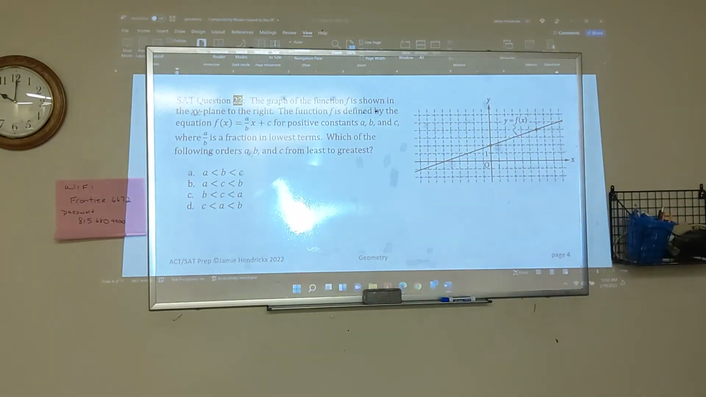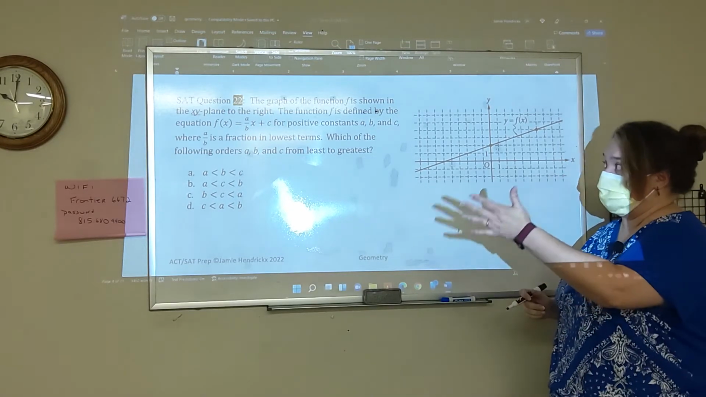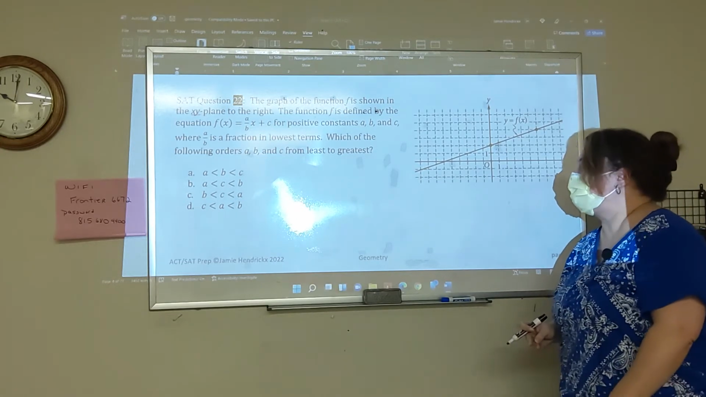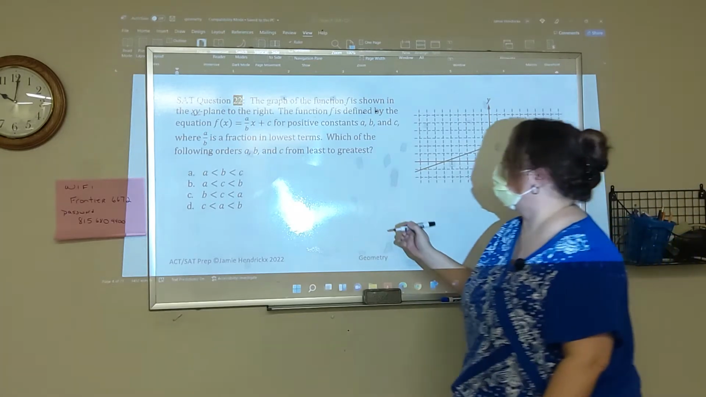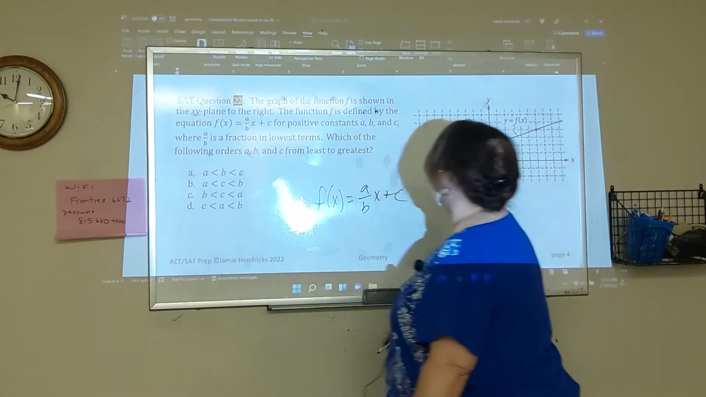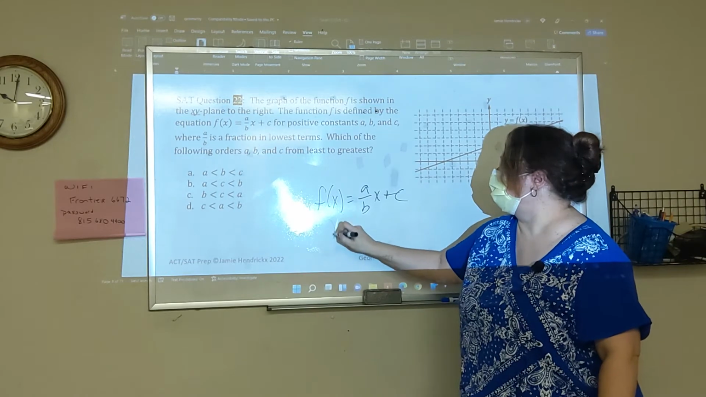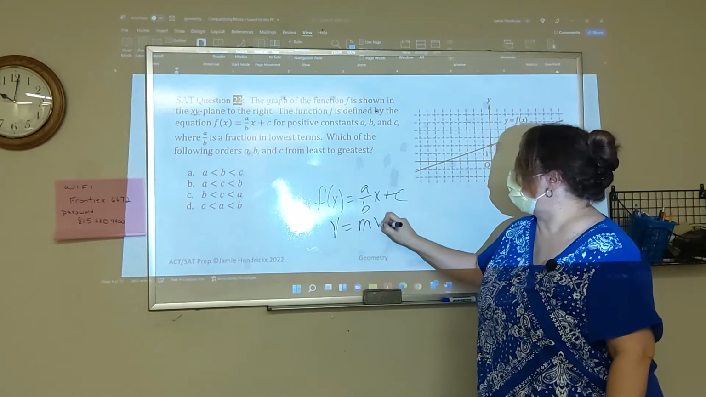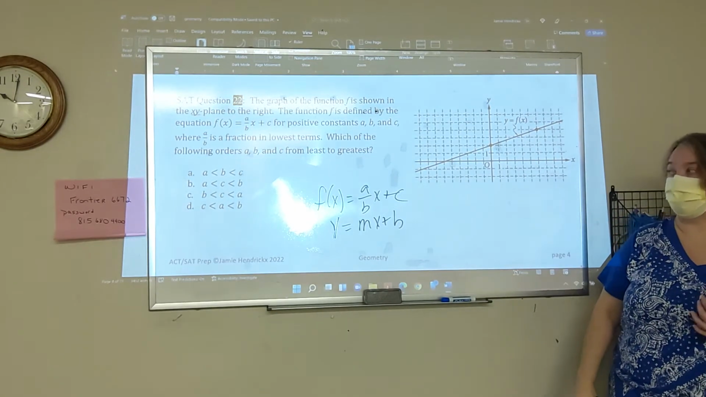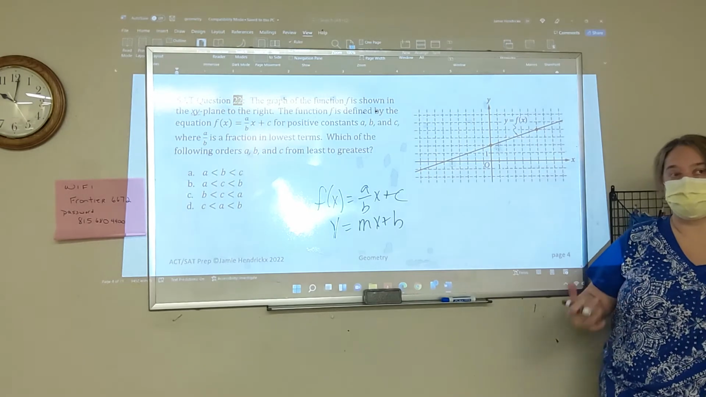Because this is an all sorts of special problem. Okay, the graph of the function f is shown in the xy plane to the right. The function f is defined by the equation for positive constants a, b, and c, where a over b is a fraction in lowest terms. Which of the following orders a, b, and c from least to greatest? So they gave us f of x equals a over b times x plus c, which should look a lot like y equals mx plus b. It's just another way to write mx plus b and kind of mess with your brain.